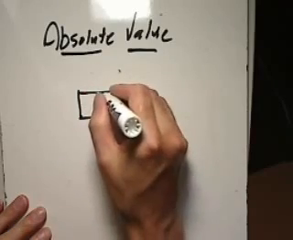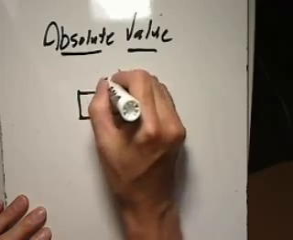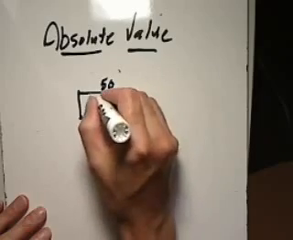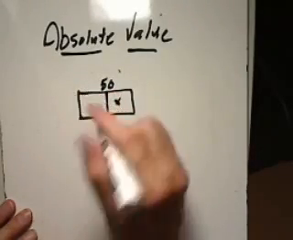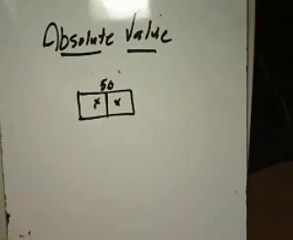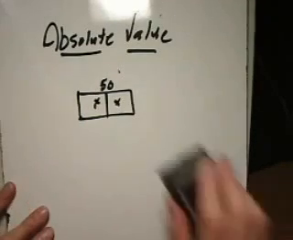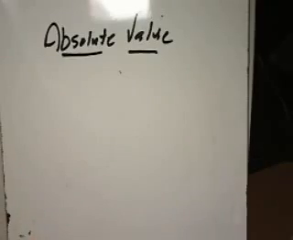Absolute value is like a football field and the 50-yard line. This player and this player are the same distance from the 50-yard line. That's how absolute value works.